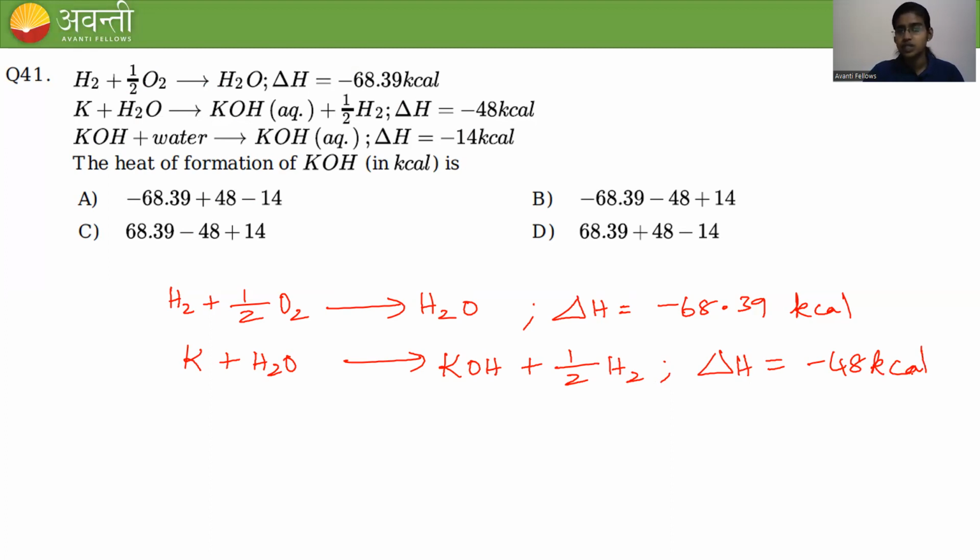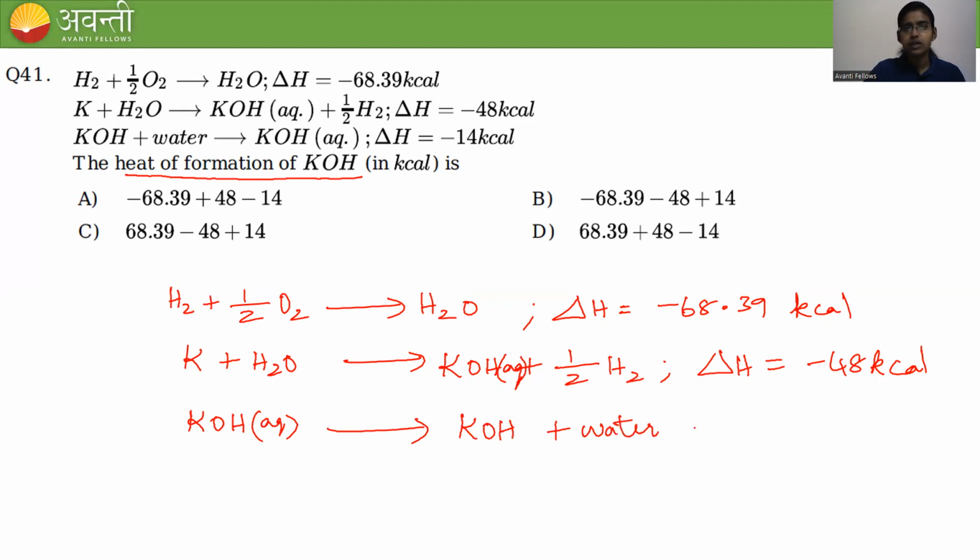Now in the third equation you see the same aqueous potassium hydroxide is formed. So what we have to do? We have to just reverse it, because we need to find out the heat of formation of KOH only, not for aqueous KOH. Okay, so just reverse equation 3. If you reverse it, you will have KOH in aqueous state here, and here also it is in aqueous state. So it gives the solid KOH plus water. Since I have reversed the equation, I have to change the sign of delta H. Now it becomes plus 14 kilocalorie.